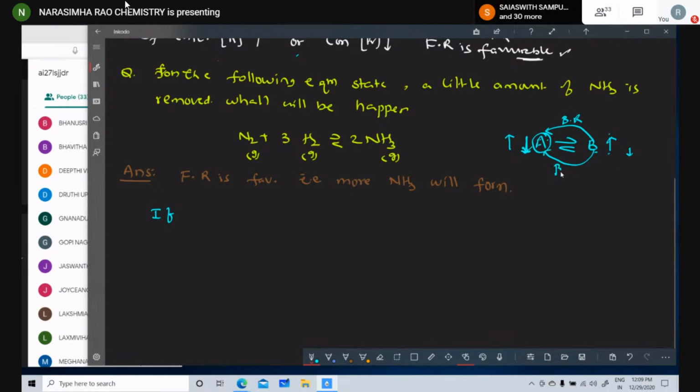This is also favor backward reaction. So that decrease the concentration of reactant or increase the concentration of product, backward reaction is favorable. Simple.